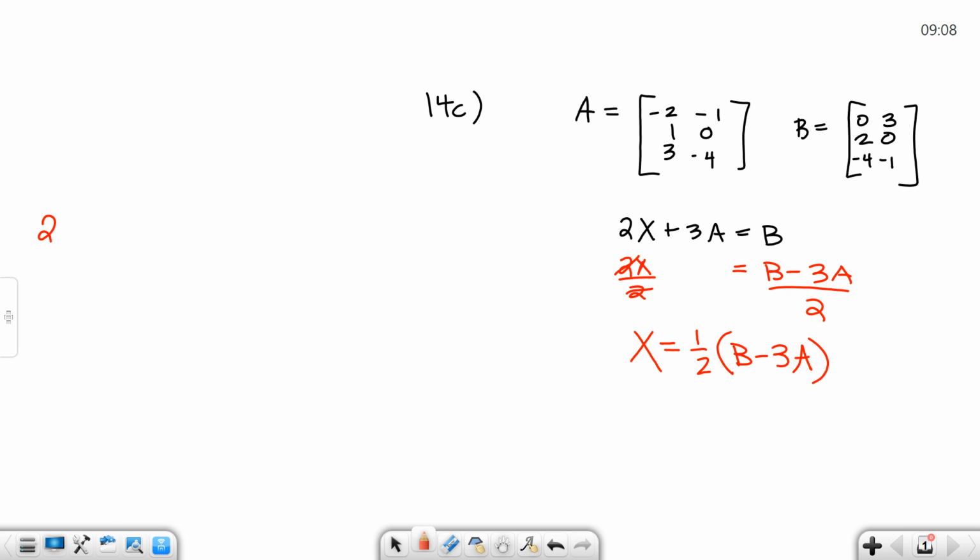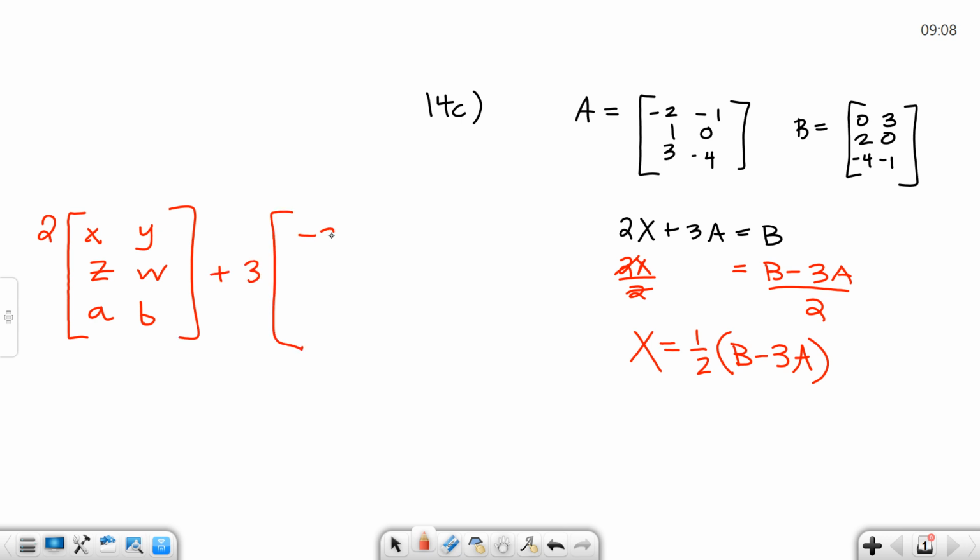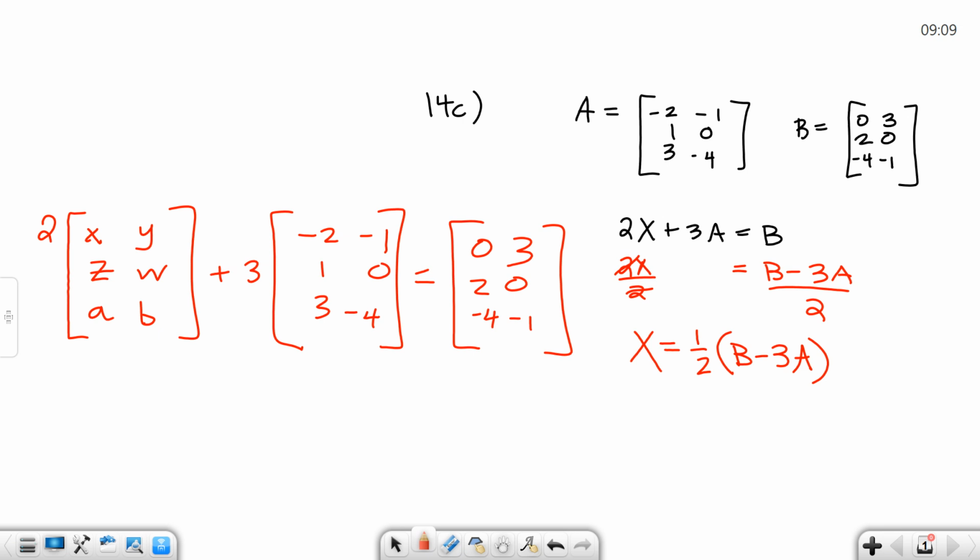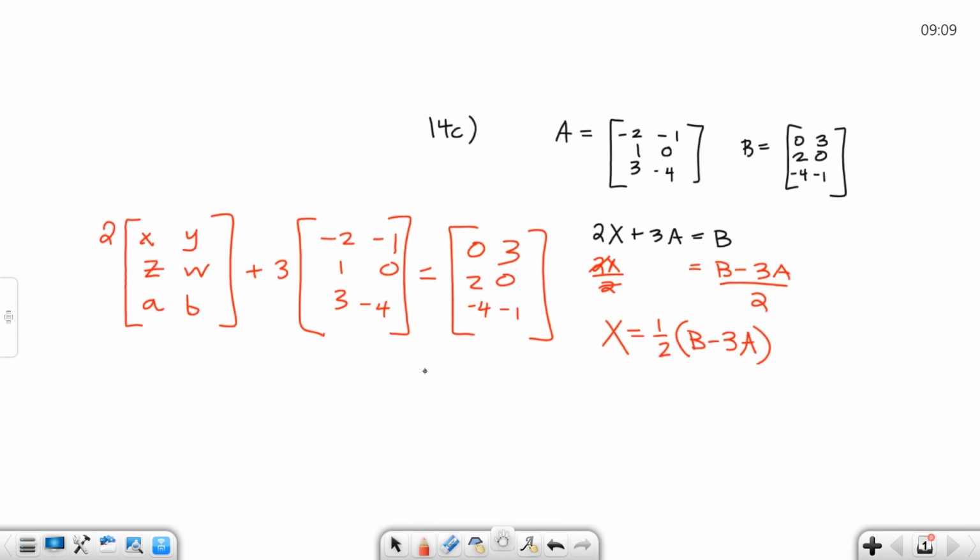You have 2 times x. Okay, so x is going to look something like that. Now you can use whatever letters you want to. Those are the ones I chose just because I don't know why, but that's why I chose them. Any letters you want to, you could do. So that's 2x plus 3 times a equals b. Okay? And so what we're looking for is to find the x, y, z, w, a, and b. So in order to do that, we can come up with 6 different itty-bitty equations.